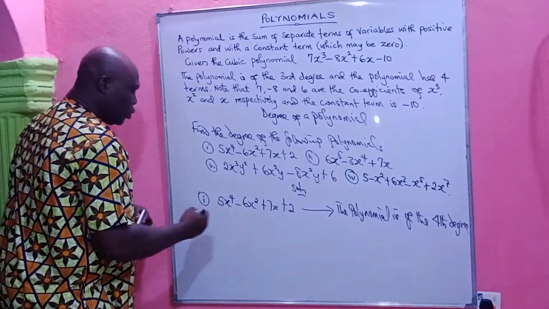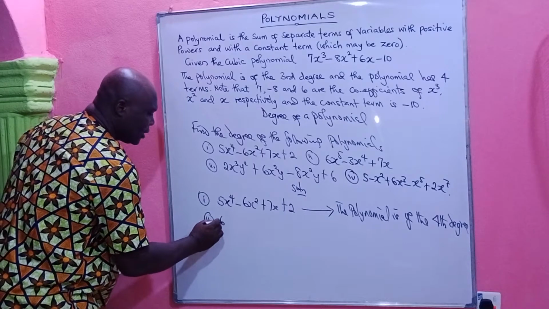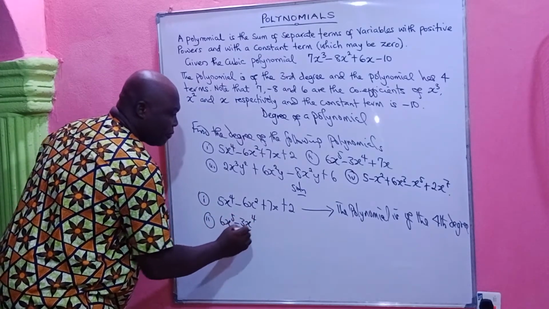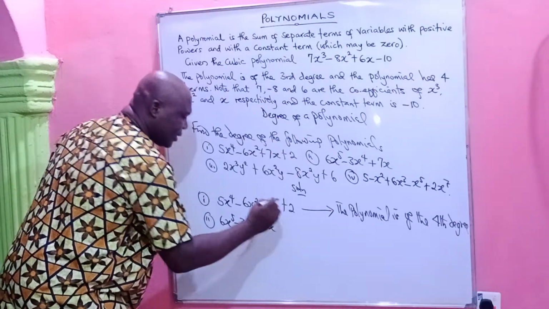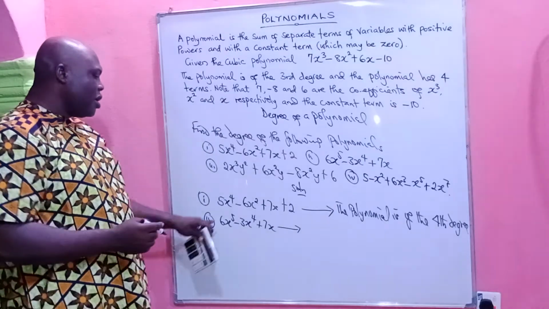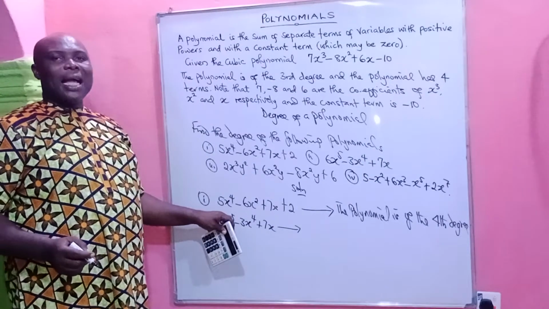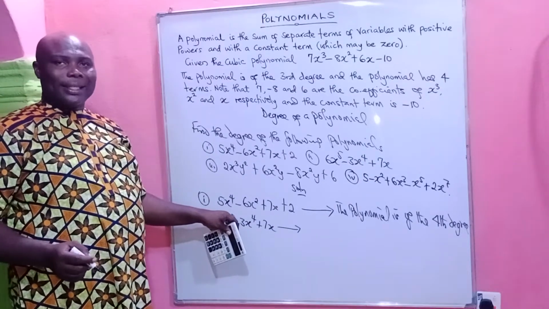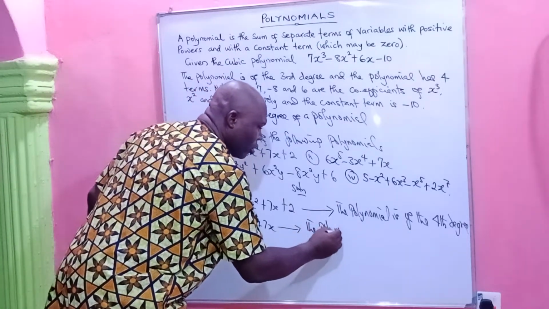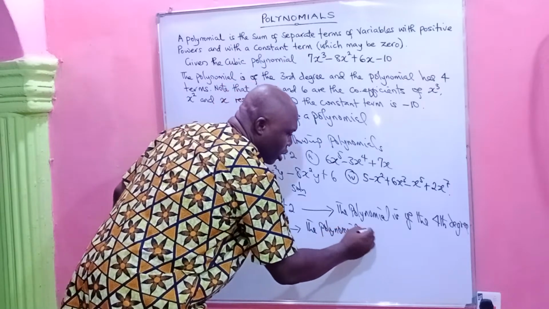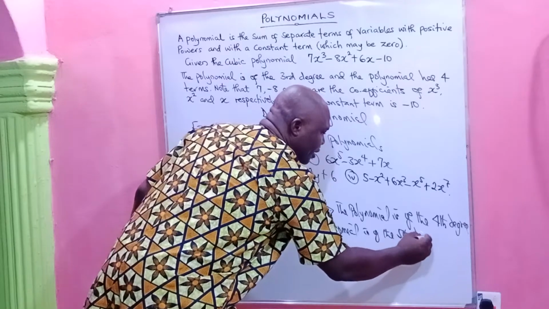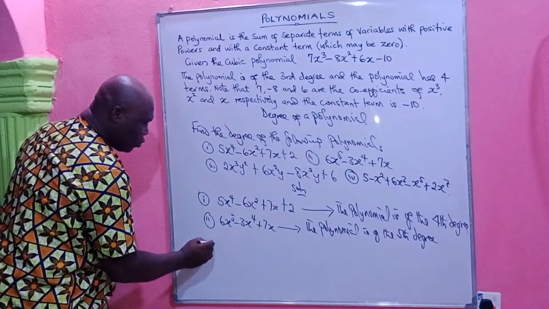Alright, so number 2, we have the second one, 6x⁵ − 3x⁴ + 7x. If you look at this polynomial, you see that it is of the 5th degree because the highest power of the variable x is 5. So the polynomial is of the 5th degree. Please don't forget that.